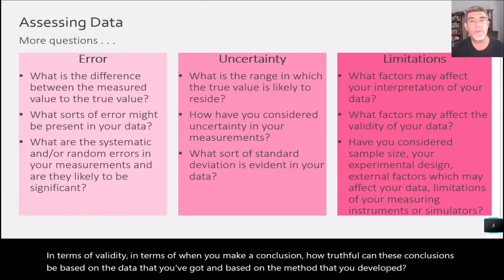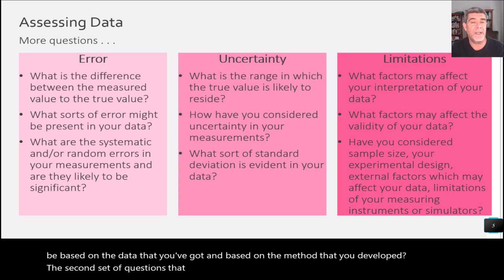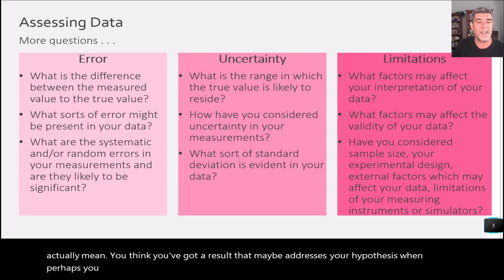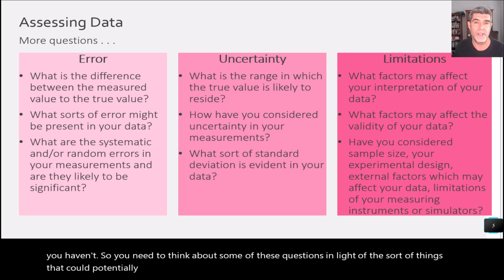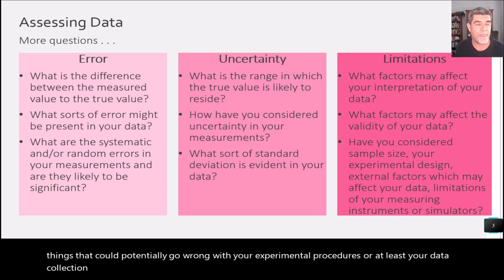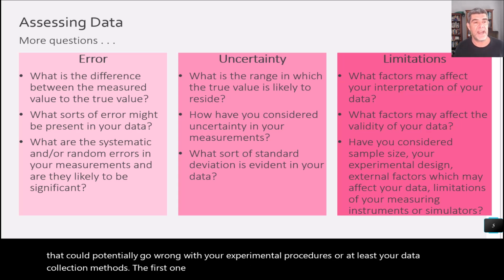The second set of questions that we want to look at are really about the sorts of things that can actually mean you think you've got a result that maybe addresses your hypothesis when perhaps you haven't. So you need to think about some of these questions in light of the sort of things that could potentially go wrong with your experimental procedures or at least your data collection methods. The first one is around error.